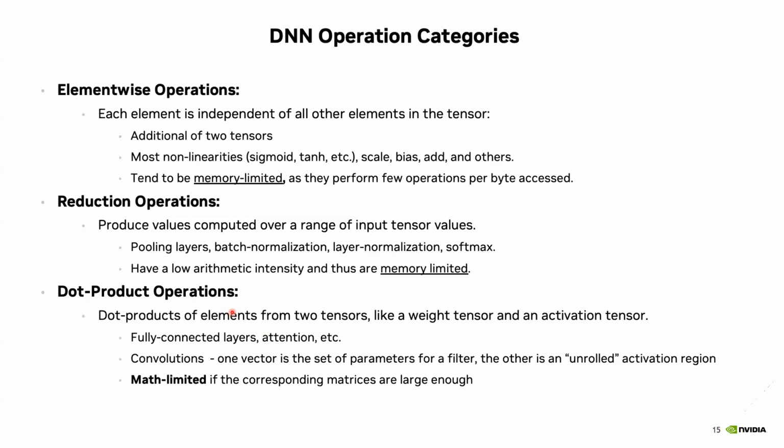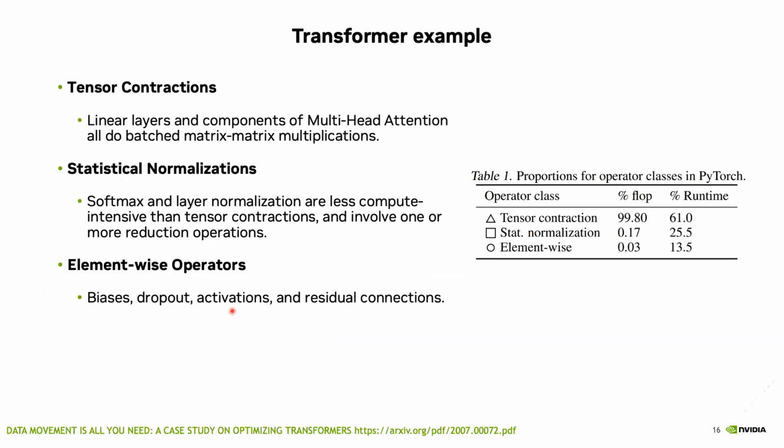Final one is the dot product operation. It's like a linear layer, matrix times matrix multiplication. They tend to be math limited. So we should maximize their usage. And one cool example we took from the paper on transformers.